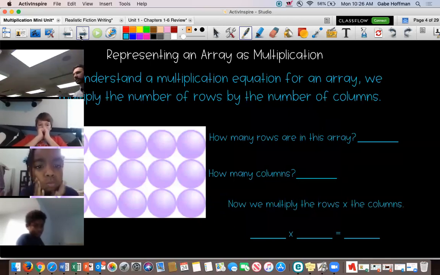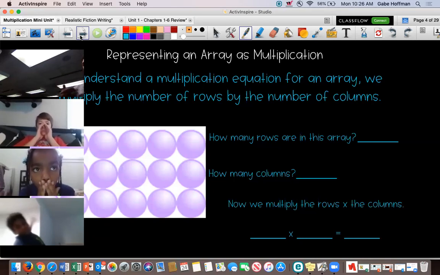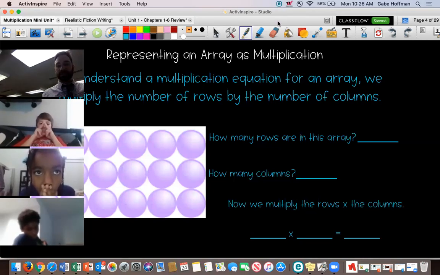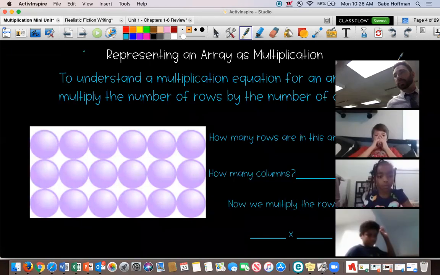So how does that work with representing an array in multiplication? To understand a multiplication equation for an array, we're going to look at the number of rows and the number of columns and be able to multiply using that. So can somebody raise their hand and tell me how many rows do you see in this array that is pictured? How many rows are in that array?